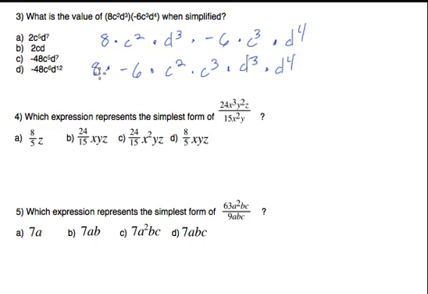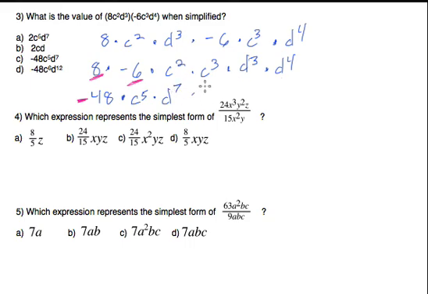And the same reasoning applies. 8 times negative 6 is negative 48. Remember, positive times a negative is a negative. C squared times c cubed. What do we do when we're multiplying like bases? We add the exponents. So that's going to be c to the 5th. And d cubed times d to the 4th is going to be d to the 7th. We add 3 plus 4 is 7.